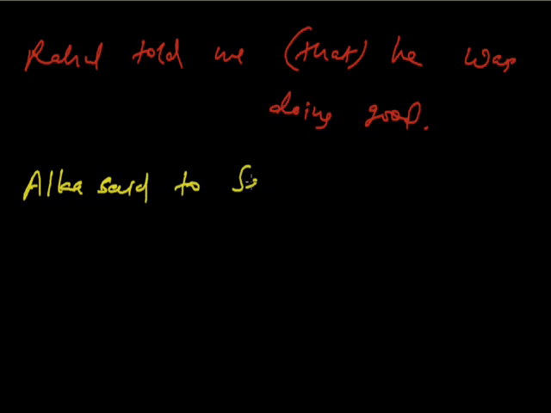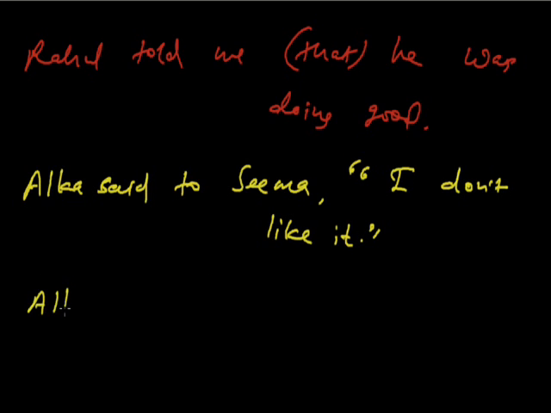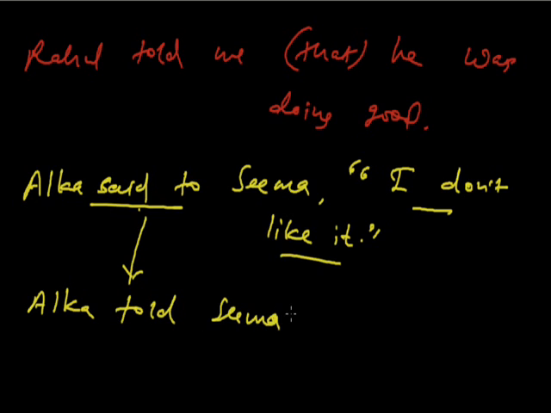Alka said to Seema, "I don't like it." Alka, what? This is a statement, so "said to" will be changed into "told." Clear? Alka told whom? Seema. And because this is a statement, the connector would be "that." Alka told Seema that. Now "I" refers to Alka, and so it would be "she." Alka told Seema that she.